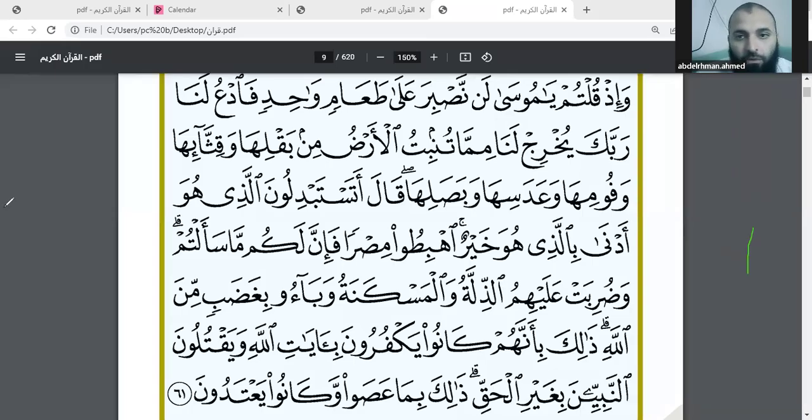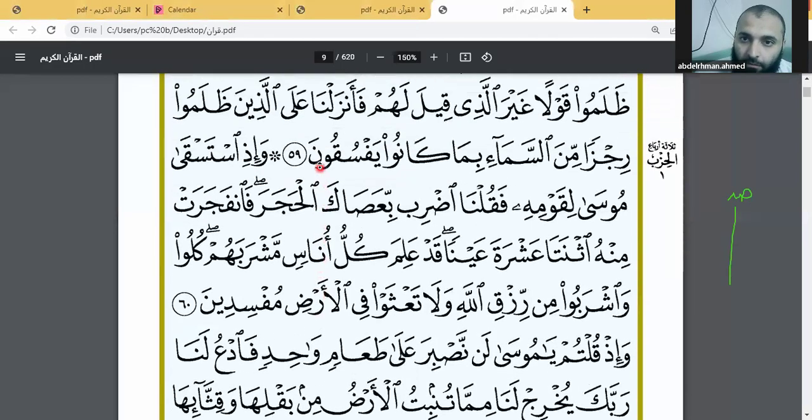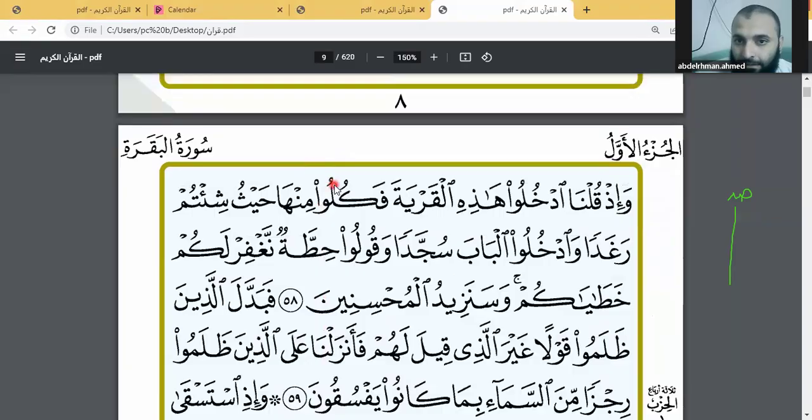Hamzat al-Wasl, or you can say Alif Wasl. The Alif with the small sad at the top. How can we start reading from this letter? We know if this letter is at the beginning of the word, we read it. How? Like this word. How do you read this?